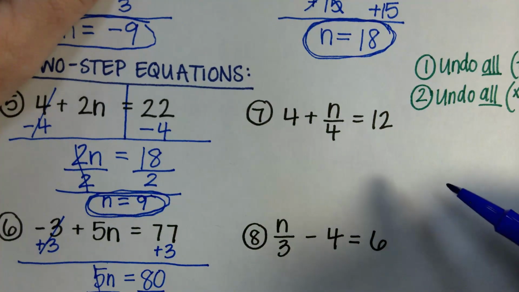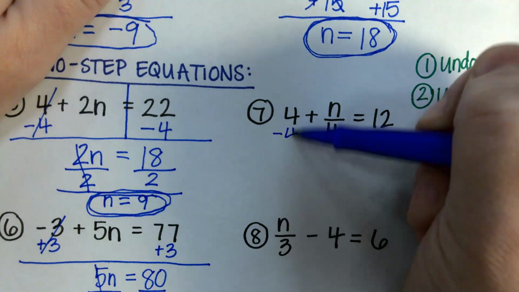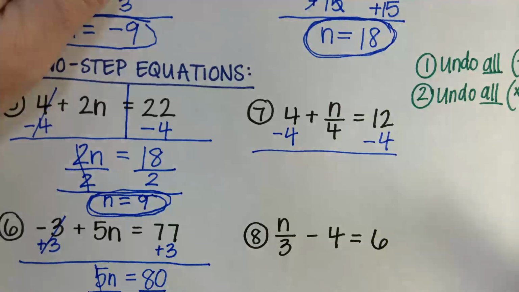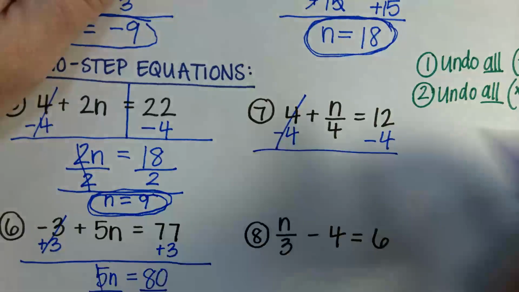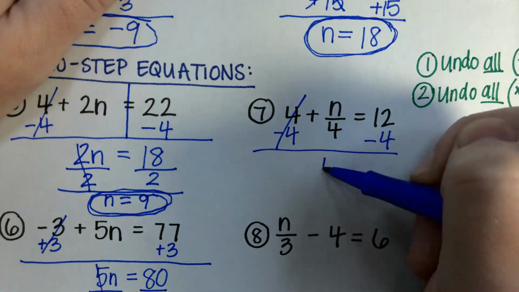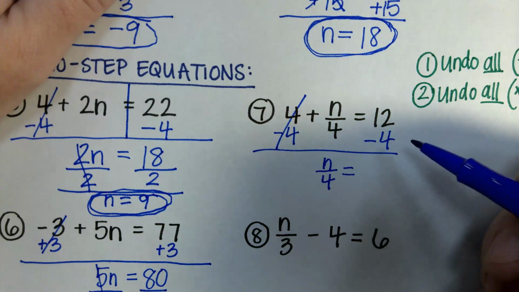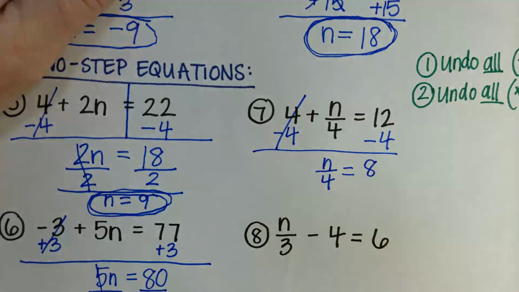What do we need to do first? -4. -4, good. On both sides. Okay, what's next? Cancel them out. Yes. We're going to cancel those 4's out, and then we will get n over 4 equals, what'd you say? 8. Good. Okay, last step.